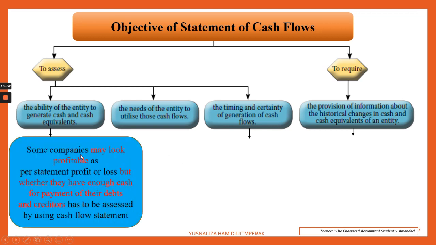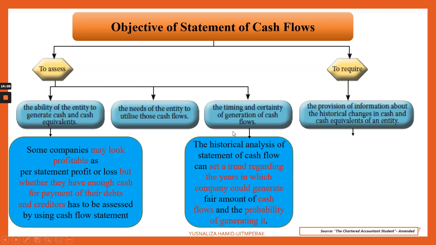And these are some examples of how you generate cash and cash equivalent, because you may look profitable but you may not have enough cash to pay your debts or to pay your dividend. Yeah, it can also show some kind of trend regarding the years in which the company generated a fair amount of cash and the probability of generating it again. So it gives you some information about certainty and also some timing information about the capability of the company to generate cash.